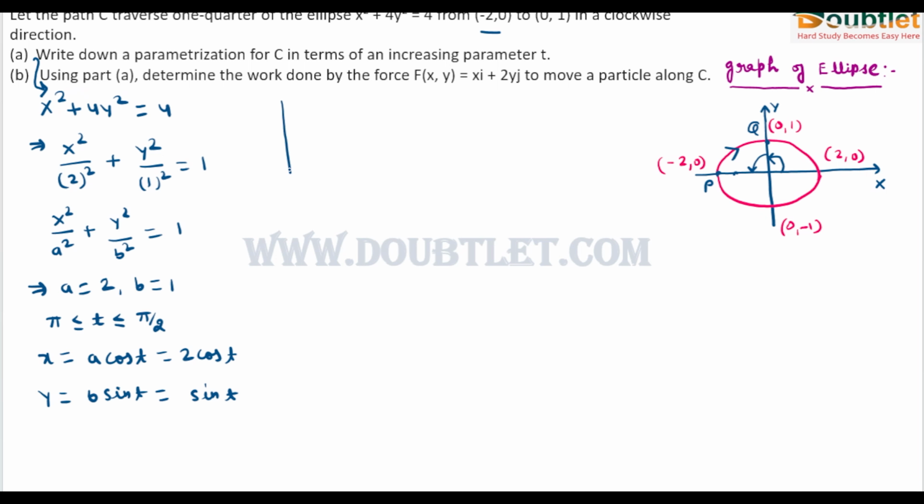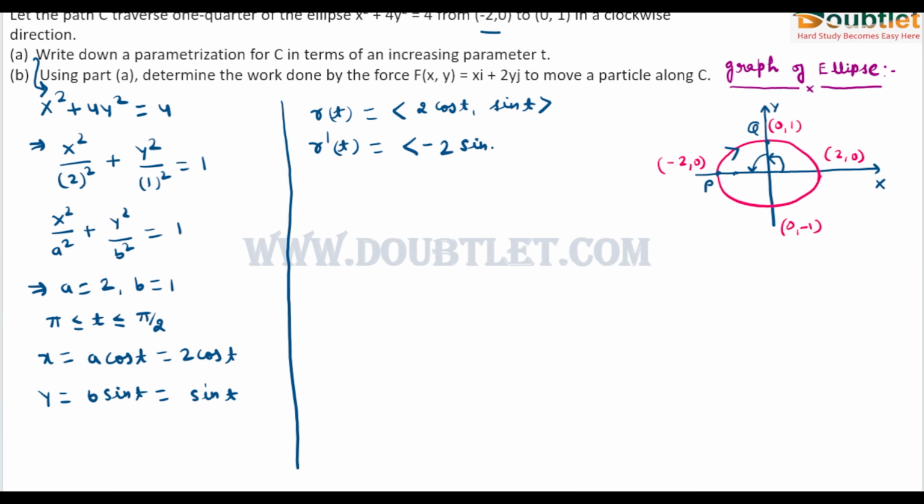Now to solve part b, we will use these parametric coordinates, so we can write this as r(t). r(t) is basically 2 cos t comma sin t. Now if we differentiate this vector function with respect to t, we get r dash t equal to minus 2 sin t comma cos t, and we know that t goes from pi to pi by 2. Now we know that F(x, y), this is the vector function, the force field, and its value is given as x comma 2y.